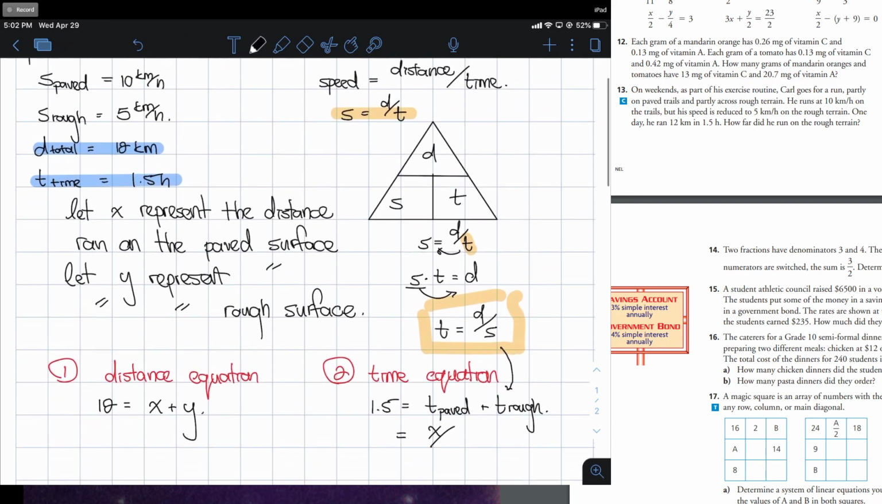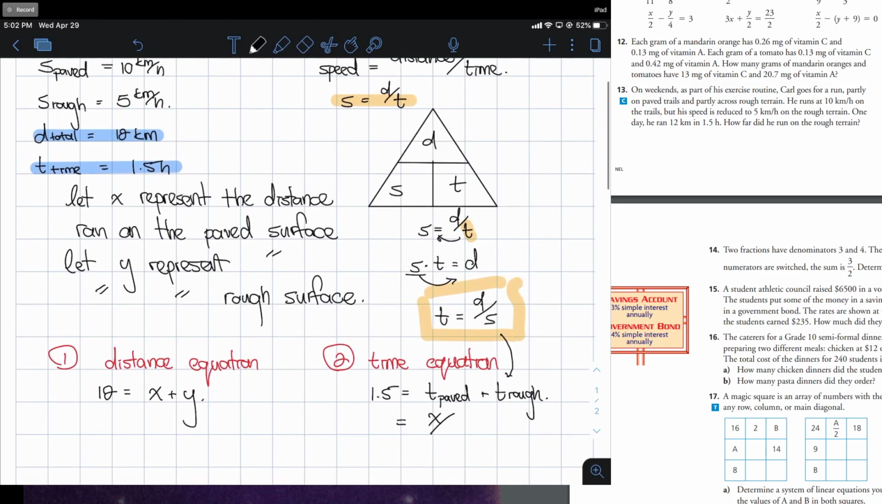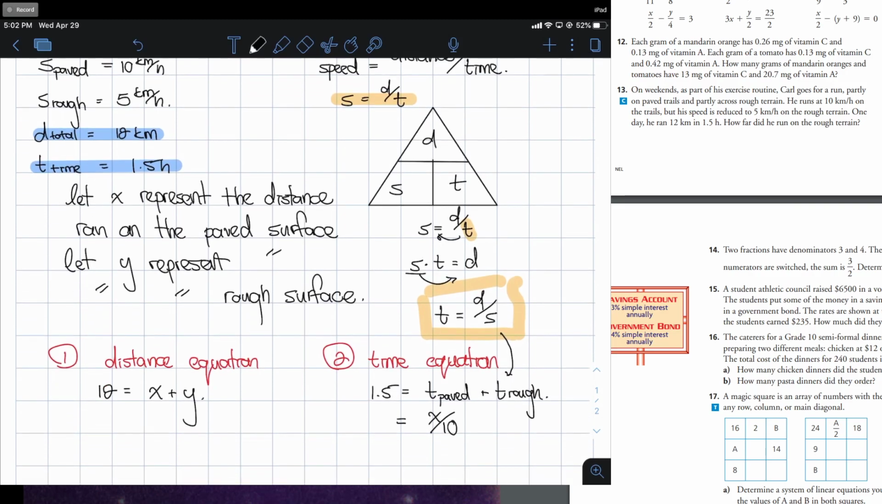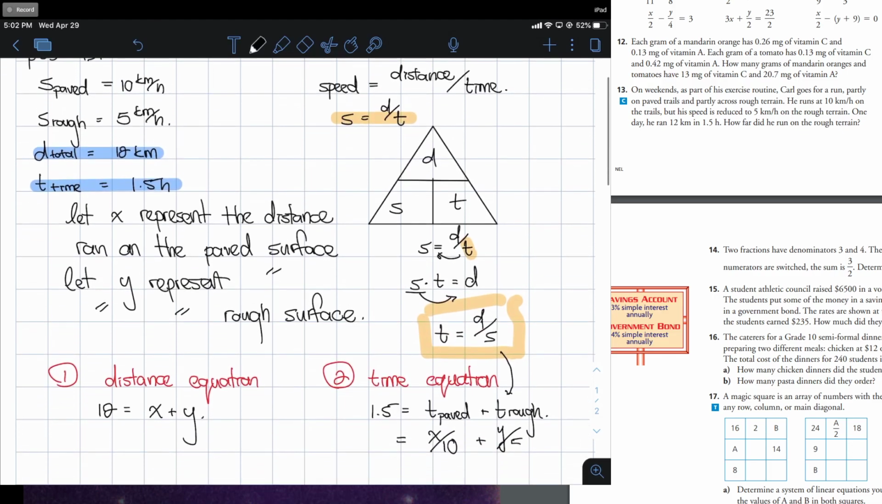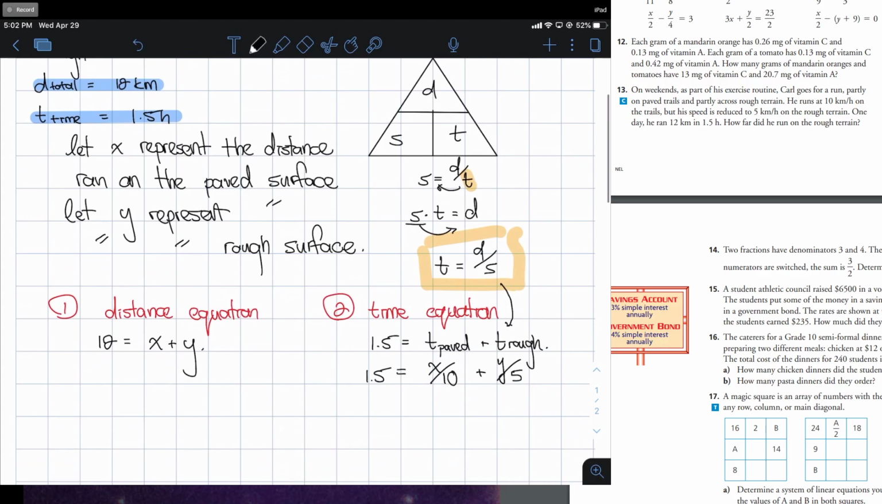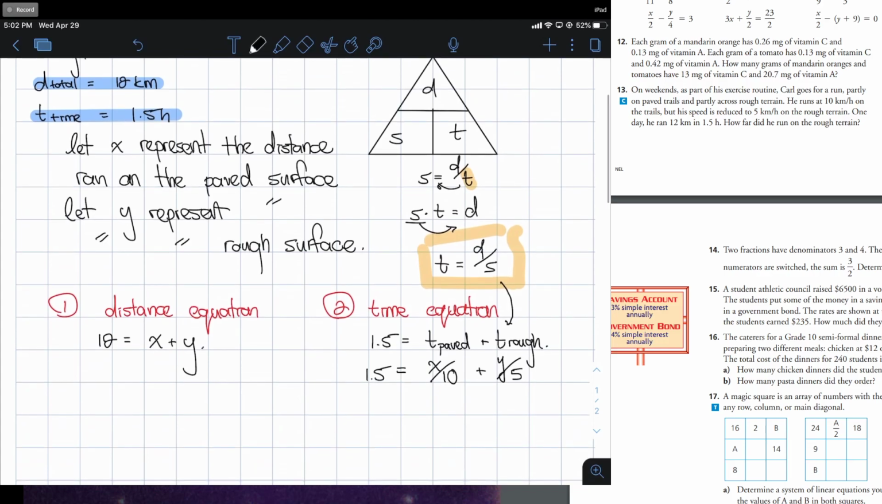So he's able to run at a speed of 10 kilometers per hour on the paved surface. On the rough surface, he runs a distance of y kilometers, and the speed that he's able to run at on the rough surface is 5 kilometers per hour. So that is how we are able to find our second equation. Okay. Now from here you can use whichever method you would like to solve.